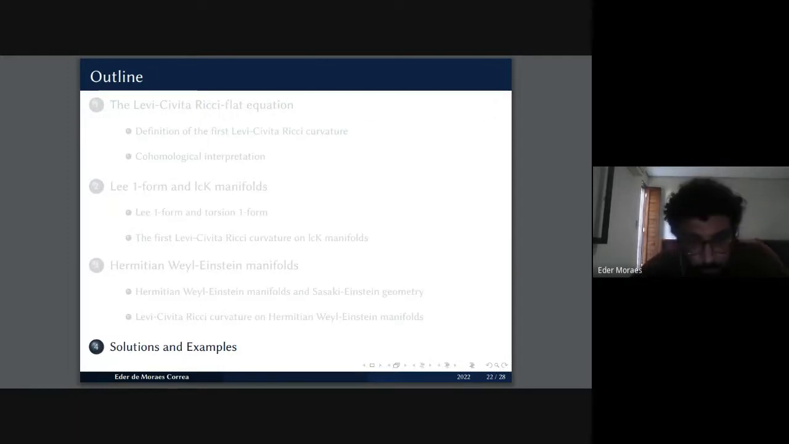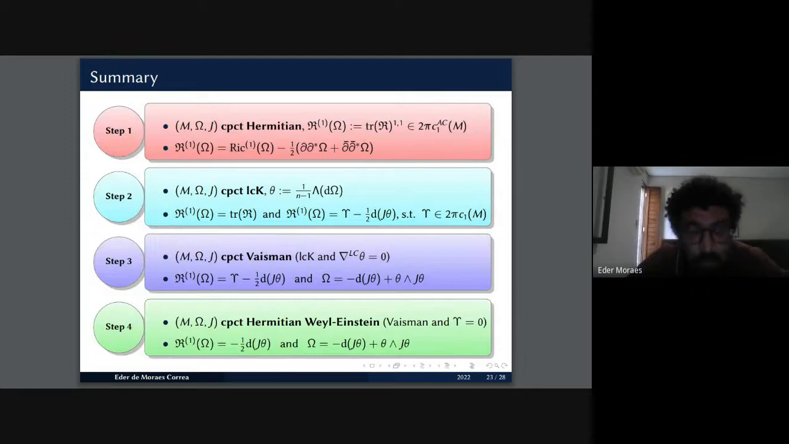Now, once we have all these results in hand, we can prove the main theorem. Before that, let me just recall what we did. In the first part, we have the description for the first Levi-Civita Ricci curvature for compact Hermitian manifolds, and then we computed the first Levi-Civita Ricci curvature in the particular class of LCK manifolds, and we have this expression. The upsilon form represents the first Chern class up to scale. In the particular case of Vaisman manifolds, these two facts are important for us. We have this description because every compact Vaisman manifold is LCK, and from the parallelism of the Lee form, we have this description for the fundamental two-form.